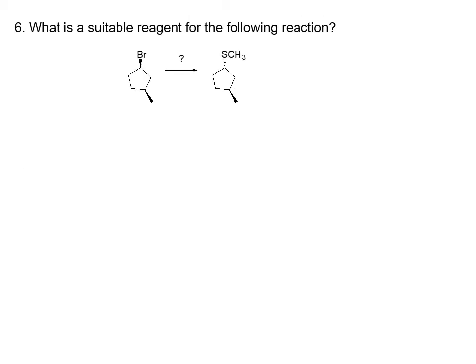What is a suitable reagent for the following reaction? So we can see that in this case, bromine or bromide is replaced by this anion, SCH3. I say anion because bromine leaves as an ion, so that means it has to be replaced by another anion. And since this is inversion of configuration, that means that this is an SN2 reaction.